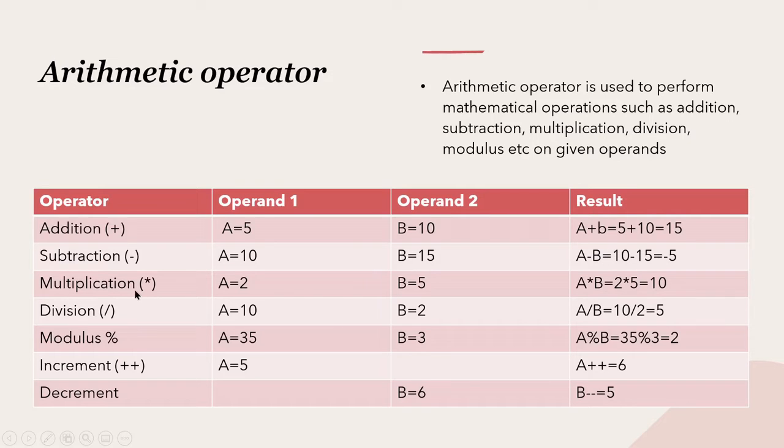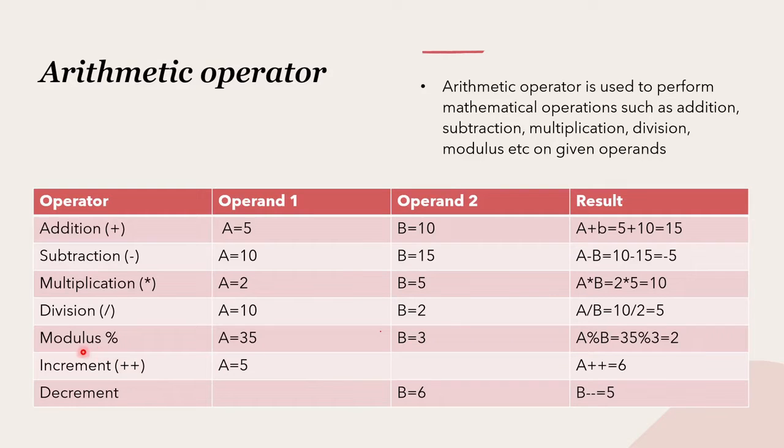Then let's see multiplication. Operand 1 is equal to 2, operand 2 equal to 5. 5 2s are 10. This is also a simple multiplication. Then comes the division operator. The first operand is 10 and the second one is 2. So 10 divided by 2 is 5.